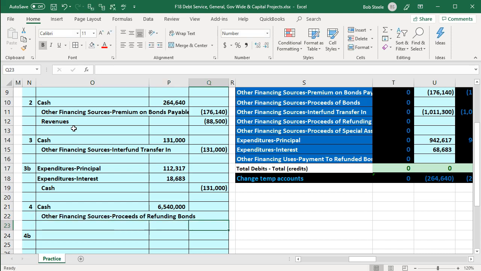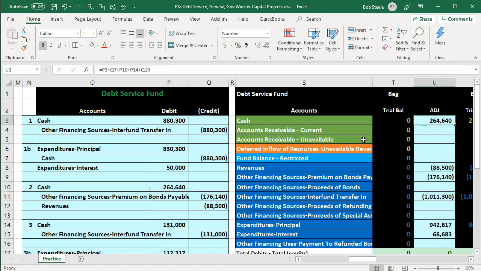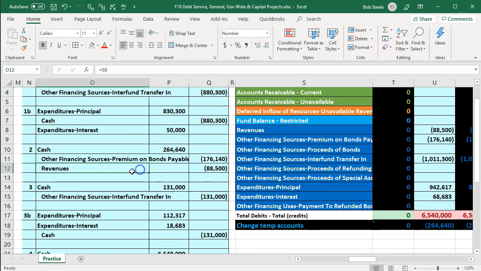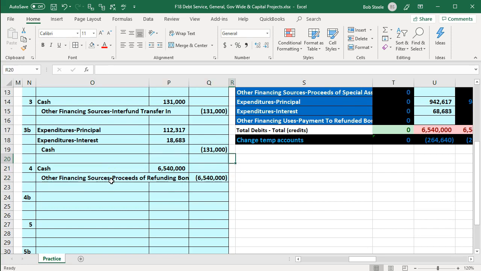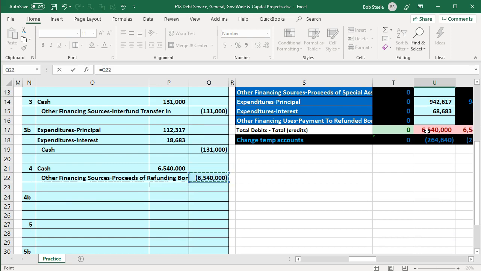So we're going to say that's the one we want. There's the debit and the credit. We can post this then. Here's the cash. So we'll scroll back up top. We'll go to cash in U3, F2 plus F2. Scrolling back down, and we're going to pick up the cash up top. And then the next one is going to be other financing sources. So we're looking for other financing sources. We want proceeds, other financing sources, proceeds of refunding. So here we are in U12 equals, scrolling back down, and we're going to pick up that credit. Okay, that puts us back in balance.